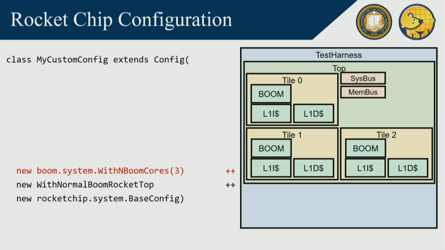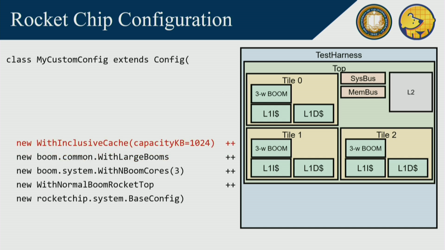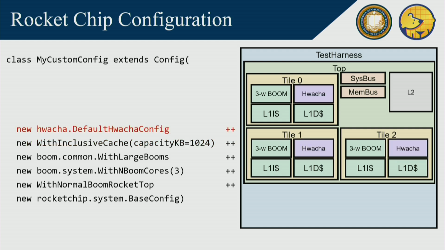But let's say for my design point, I want to use specifically a 3-wide Boom. I can just configure that by adding another mix-in. With large Booms, we'll reconfigure all of these Booms to be 3-wide. And we can keep going, right? I want an L2, 1 megabyte large. So I use the WithInclusiveCache mix-in, specify my L2 capacity as 1 megabyte, done. Continuing, let's say for my SoC I want to run scientific computing or data parallel applications on it. So I want some sort of vector accelerator. Well, I have the Hwacha vector accelerator. I use this mix-in. Now every tile has a ROCC Hwacha accelerator attached to it, so every tile can now execute Hwacha vector instructions. And we've now specialized every tile for data parallel applications.